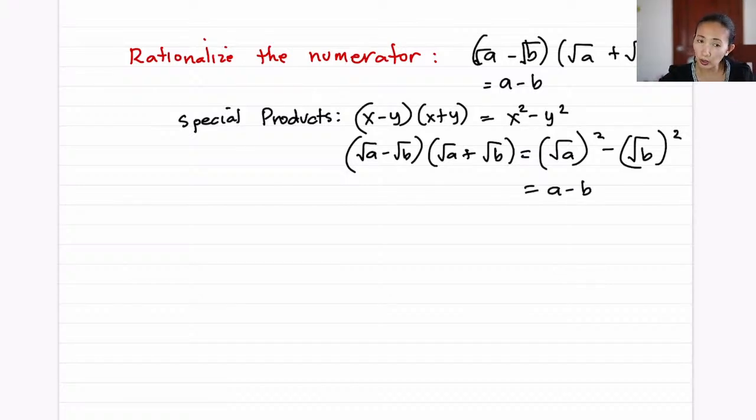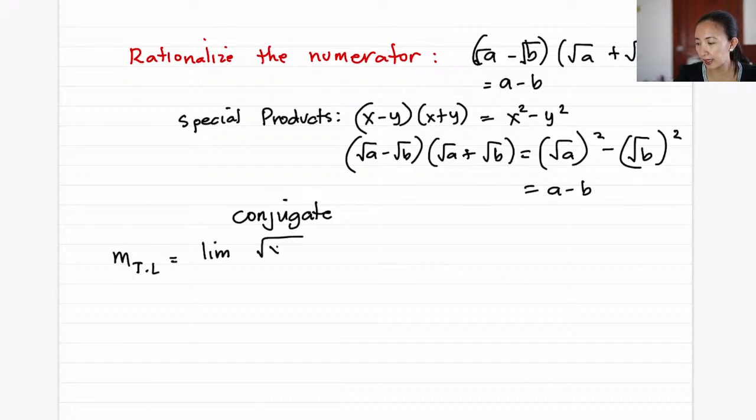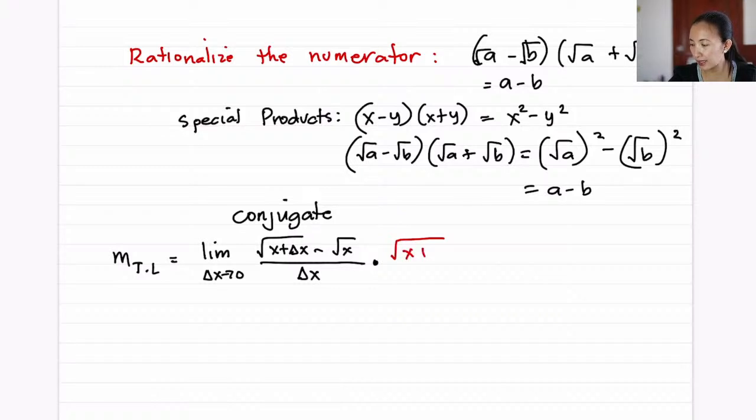And how do we call the two? They are like what Dexter said, we have the word conjugate. So, slope of the tangent line then is equal to the limit of the square root of x plus delta x minus the square root of x all over delta x as delta x approaches 0. So, now we rationalize. Multiply it by the conjugate, the square root of x plus delta x, this time plus square root of x.